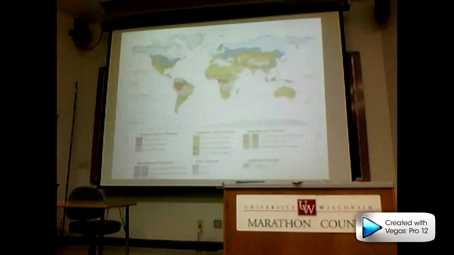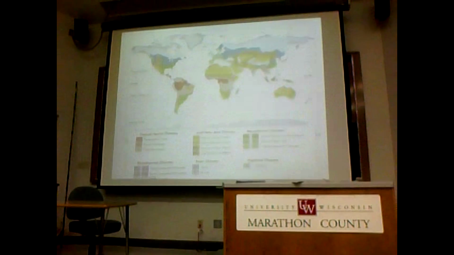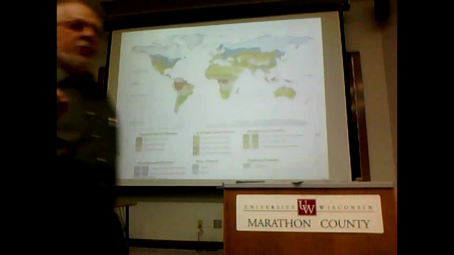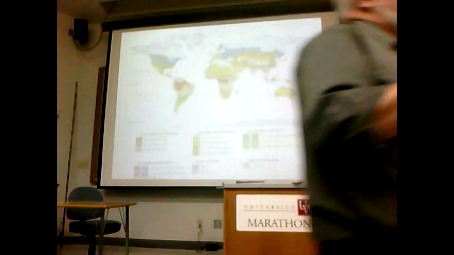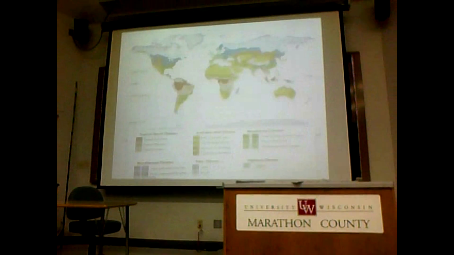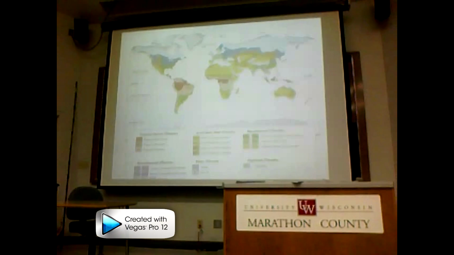Typically, but don't take this to the bank, if an area receives less than 12 inches of rain per year, it would fall into this category. Now, typically, if it receives less than 12 inches, it's semi-arid or arid.